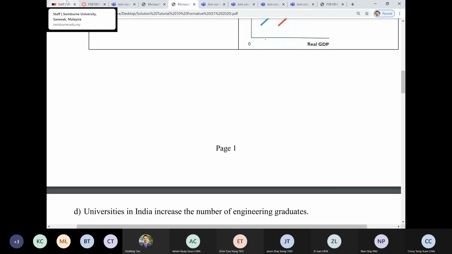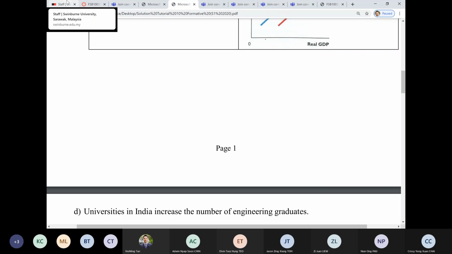Before we talk about the aggregate supply, what is going to happen the next then? Engineering graduates. Now we have more knowledgeable people. The aggregate supply will shift to the right. Yeah, correct, shift to the right. Why? What is the reason aggregate supply shifts to the right? More resources. Yes.